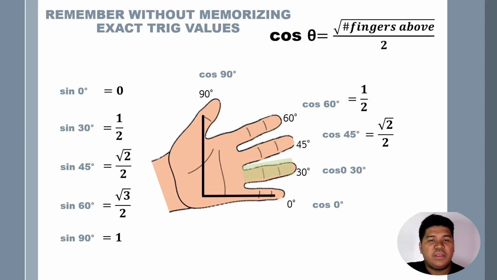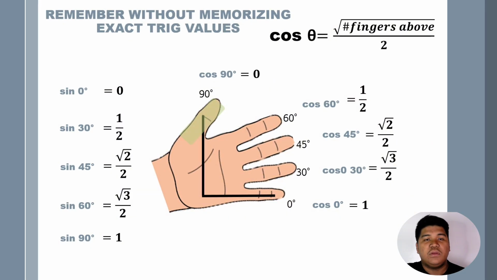For cosine 30, there are 3 fingers above, so cosine 30 is equal to square root of 3 over 2. For cosine 0, there are 4 fingers above, so cosine 0 is equal to square root of 4 over 2, or just simply 1. For cosine 90, there are no fingers above, so cosine 90 is equal to 0.